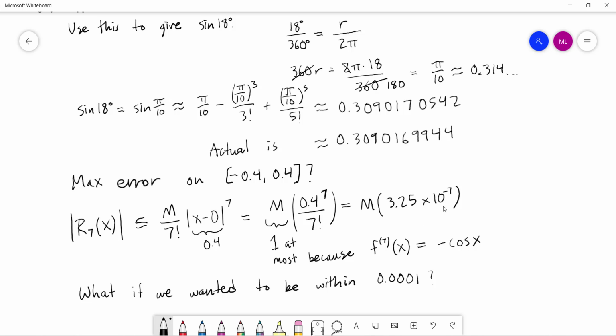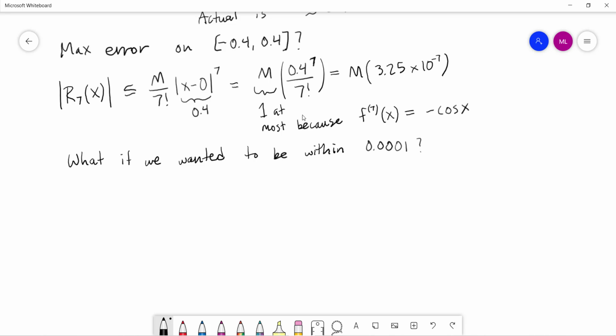Well, I'm accurate all the way out to 0.4 within 10 to the negative 7th times a factor of 3 here. So certainly within 10 to the negative 6th. What if I only want to go out to 10 to the negative 4th? How big could I make x and still be within this? All I would need to do is come back to the formula and remember that it's basically saying our formula m, which is going to be 1 over, in this case, we've got our 7 factorial, we've got our x minus 0 to the 7th.